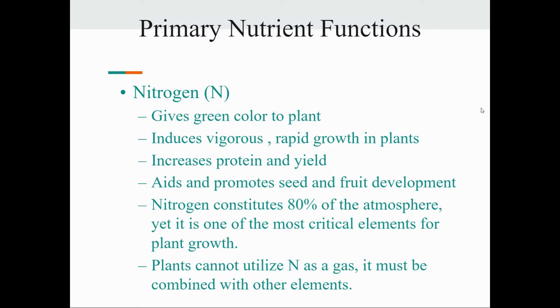Nitrogen makes up around 80% of our atmosphere, and yet it is one of the most critical elements for plant growth. Plants cannot use nitrogen as a gas. It must be combined with other elements, which is known as nitrogen fixation. So the nitrogen that is found as gas in our atmosphere, and this is also a review, cannot be used by living things. It has to be fixed. And remember, what the term fixation means is you're taking an inorganic molecule and making it organic. That's what's happened with nitrogen. So in order for nitrogen to be used by plants, it has to be fixed.